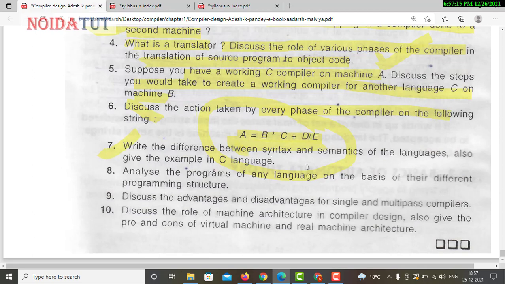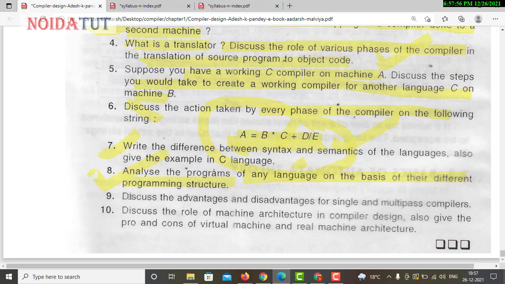Now proceeding further. The difference between syntax and semantics of the language. Also give the example in C language. Now what is syntax? Syntax means the grammar of the language, and semantic means the meaning of the language. When we write any set of code, it has a syntax, then semantic, that means the meaning of the line. Now analyze the programs of any language on the basis of their different programming structure. We have already seen there are four phases: lexical, syntax, semantic, then code generation. Are you getting it? So we have already seen these four phases.